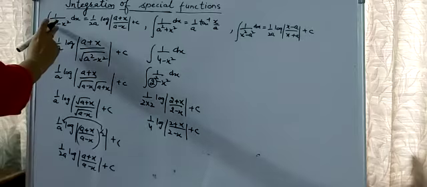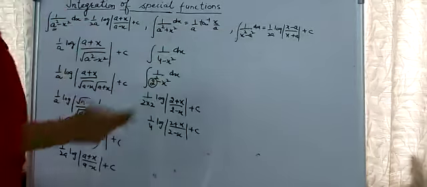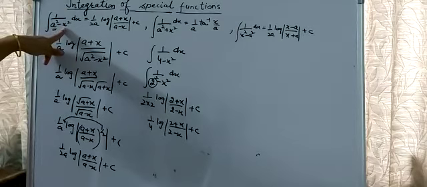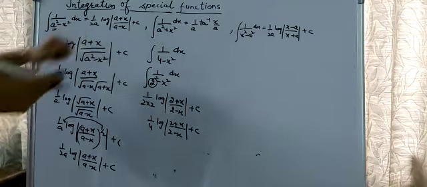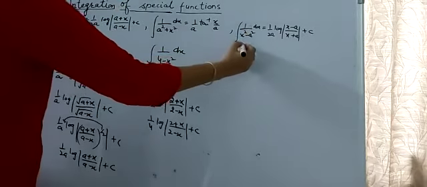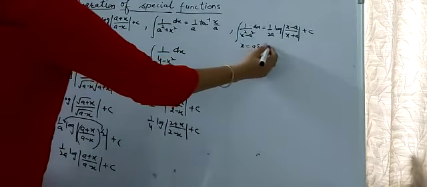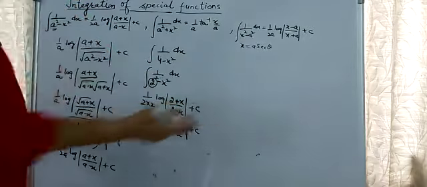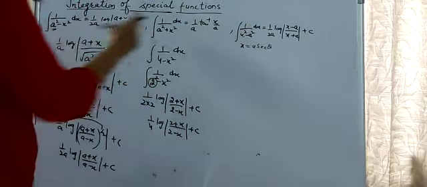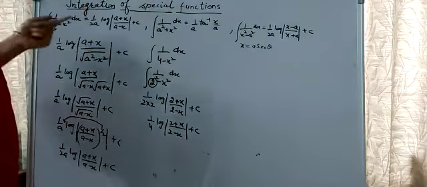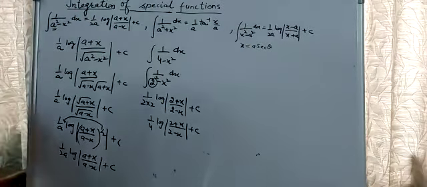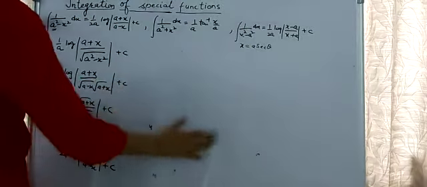In the same way we have the concept of 1 upon x square minus a square. See, for a square minus x square, what is its factorization? a minus x, a plus x. So in the formula we have a plus x upon a minus x. In the same way we put x is equal to a secant theta, and then we solve the procedure, and the procedure of a square minus x square and x square minus a square is completely the same. So you try it yourself.